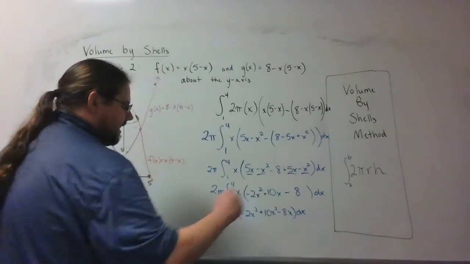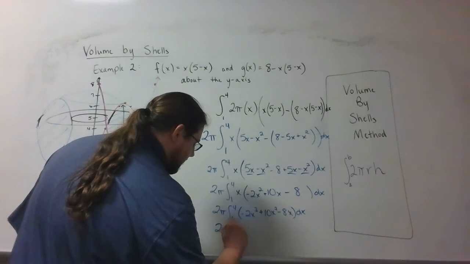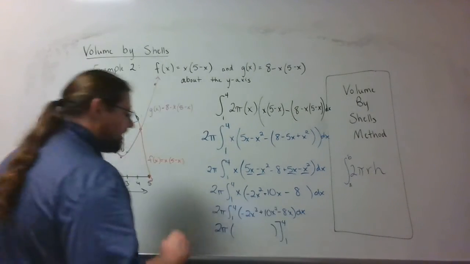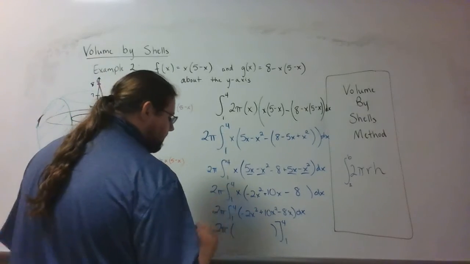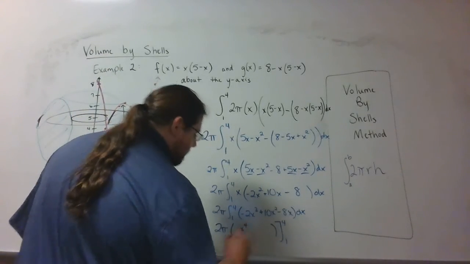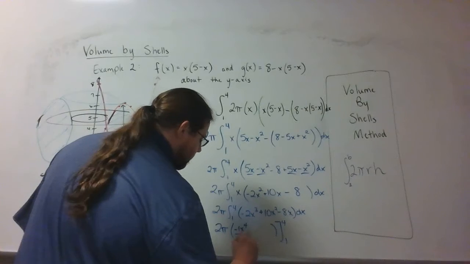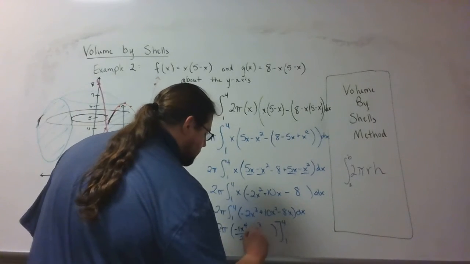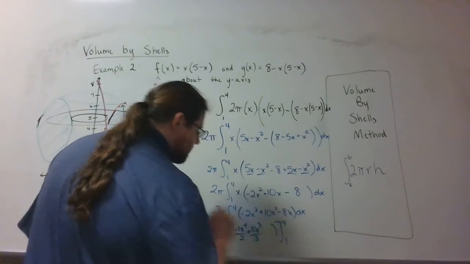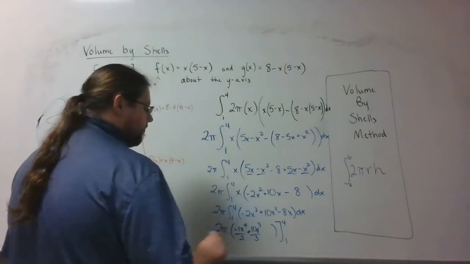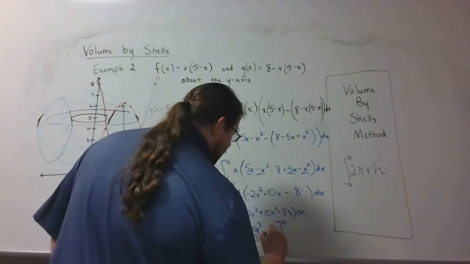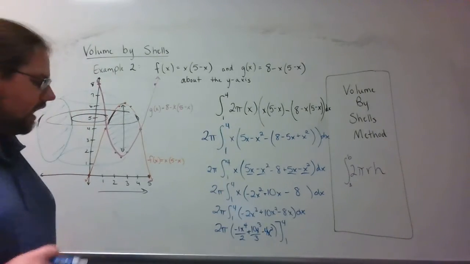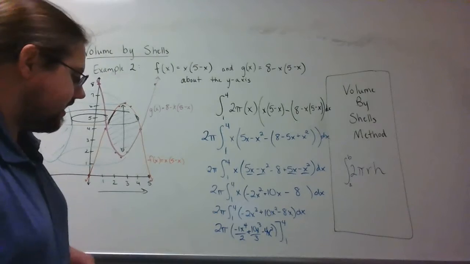Then I'm going to integrate that. 2 pi, and don't forget to evaluate from 1 to 4. So actually we'll have to do a subtraction part here. So that's going to become x to the 4th. So I'm going to divide by 4, which leaves me with negative 1 over 2. That's going to become x cubed, so it's going to be 10x cubed over 3. That's going to become an x squared. So I'm going to divide by 2, which just makes that a 4x squared. I'm getting ready to need my calculator here in a second.